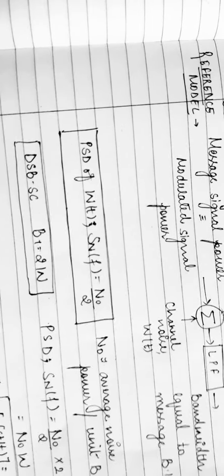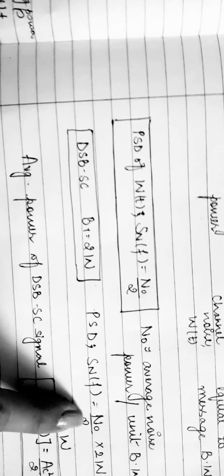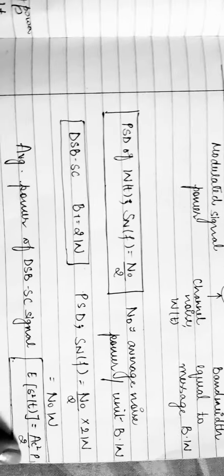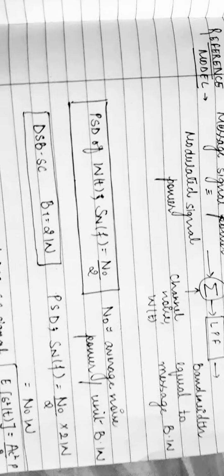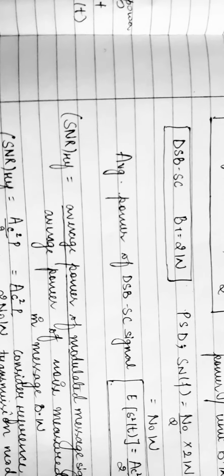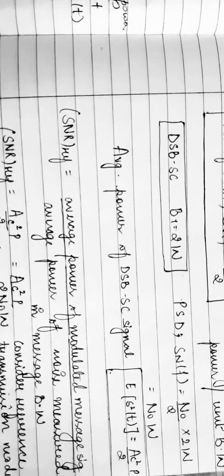We know that in double sideband our bandwidth is equal to twice W. So we can see the noise power will be equal to N naught by 2 into 2W, which is equal to N naught W. Now here the average power of the double sideband signal, that is the expectation of S²(t), is equal to A_c² by 2 into P, where the bandwidth is equal to the message bandwidth. Now the SNR reference is equal to the average power of the modulated message signal upon the average power of noise measured in the message bandwidth.